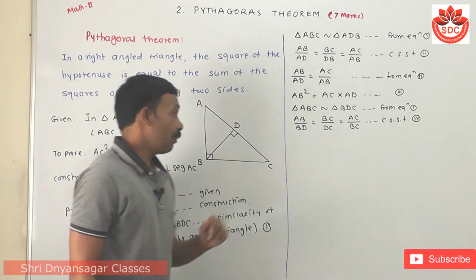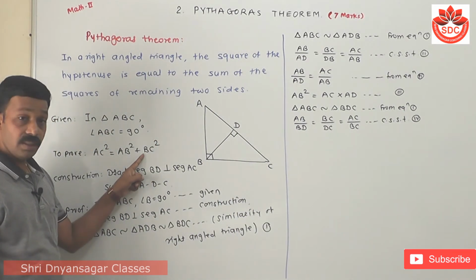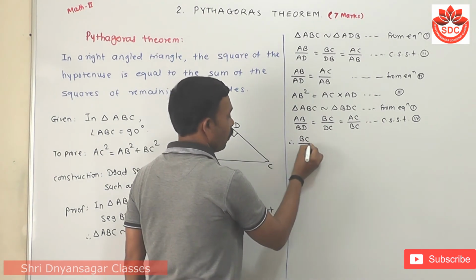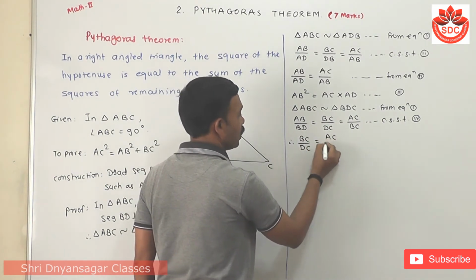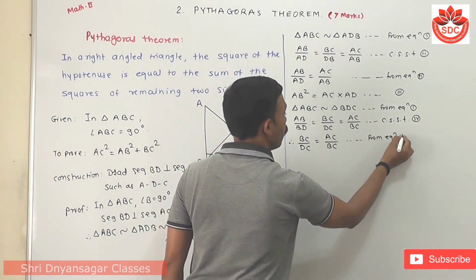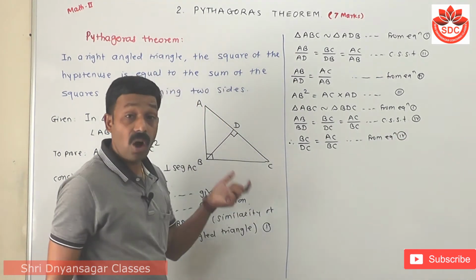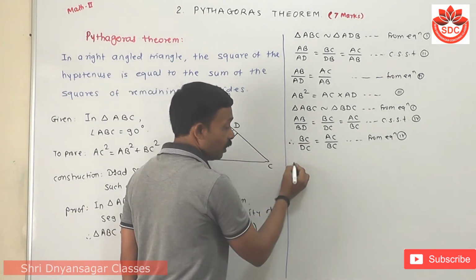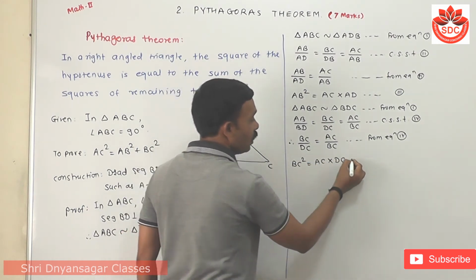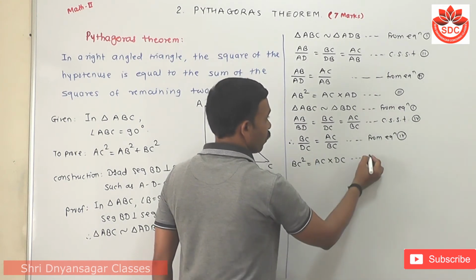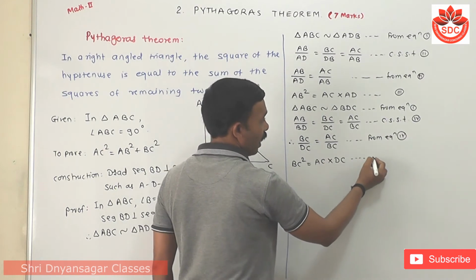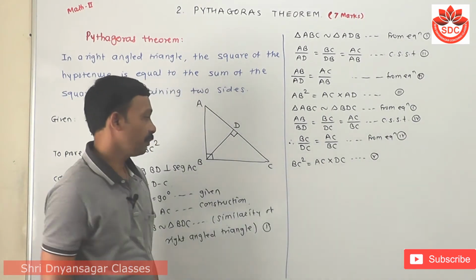Then observe carefully. We have to find out BC square by using this. So take the second and third ratio. So BC upon DC is equal to AC upon BC. This is from equation 4. Then when we take its cross multiplication, BC square is equal to AC into DC. This is from cross multiplication, equation number 5.